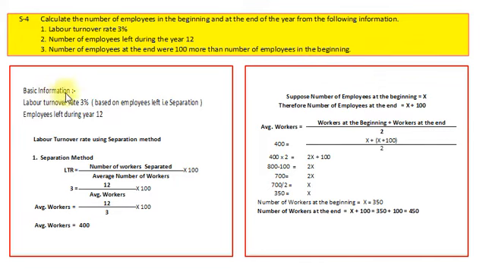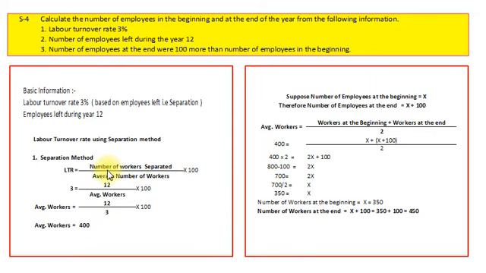First we will take basic information. Here labor turnover rate is 3%. We assume it is based on employees left, that is separation, because employees left information is only available. Employees left during the year is 12. Now calculate labor turnover rate using separation method to find out average workers during the year. Our formula for separation method is labor turnover rate is equal to number of workers separated divided by average number of workers multiplied by 100.